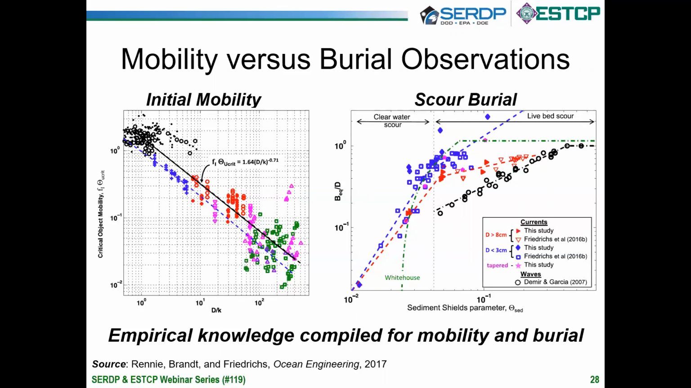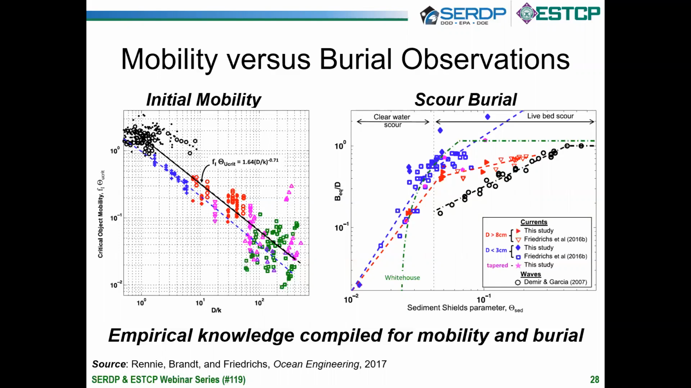This is published in Ocean Engineering, so you can go read more details about it. But what we're looking at is a fit to data. So I'll call this empirical knowledge that's been compiled. And what we see is encouraging in that the behavior does follow a power law and can be pretty well characterized with a fit across this range of axes that we see here, a couple orders of magnitude on each set of axes. And so this is very encouraging.